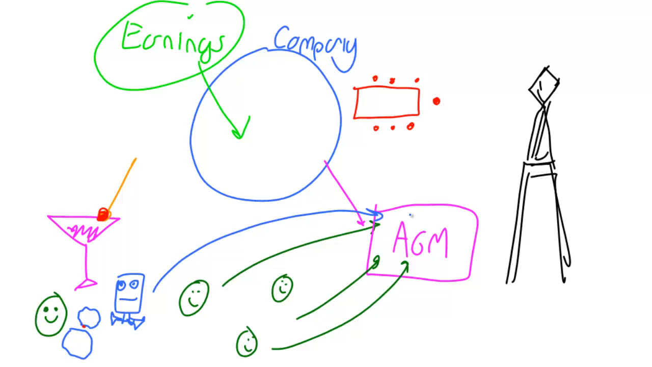So we can get these things called proxies. It's people nominated by shareholders to go along and vote on their behalf.